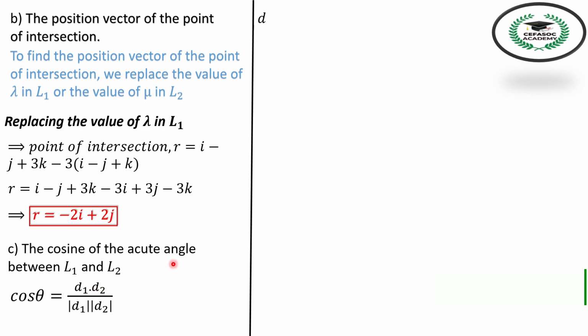So it means that my d1 dot d2 will be the direction vector of d1, that I've already represented here, that is i minus j plus k, and then the direction vector of line 2 is 2i plus j plus 3k. You can just go to the first page to see the direction vector of L2.